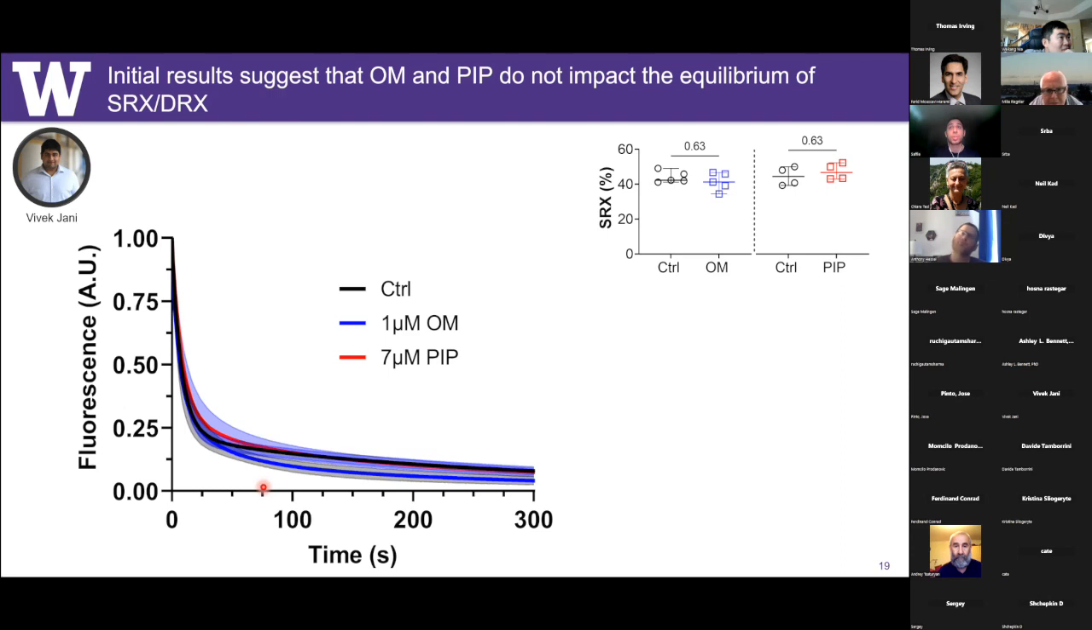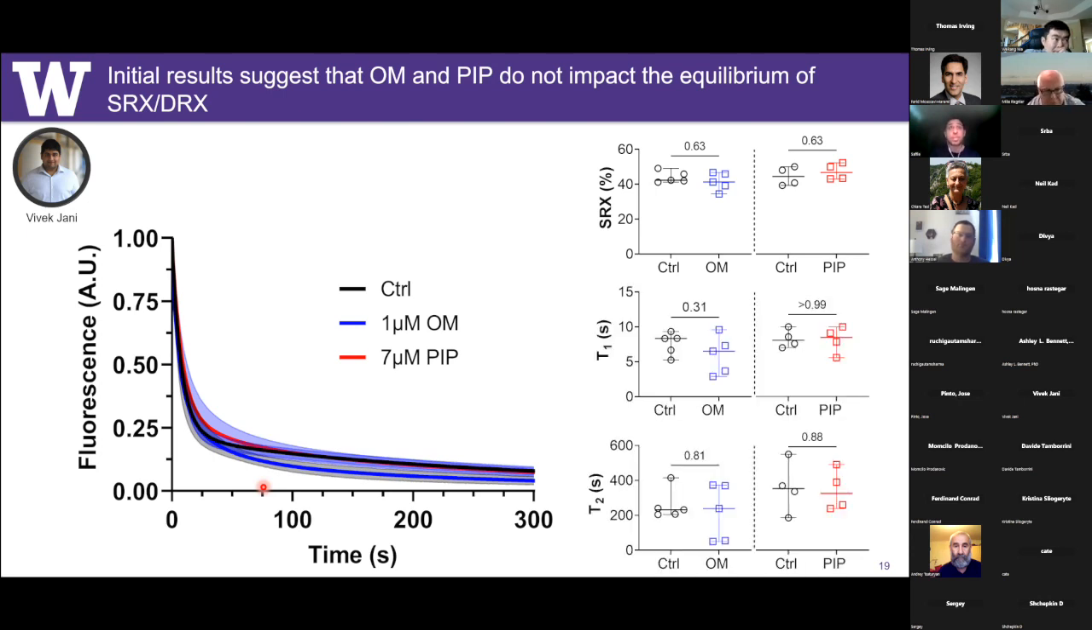And so initial results quantifying the percent SRX population showed that both OM and heparin did not significantly impact the SRX-DRX equilibrium. These findings for heparin are consistent with what is found in the literature. In addition to the percent SRX populations, we also quantified the T1 and T2 time constants. However, due to the current spread and the initial results, we want to wait and increase our statistical power before making any conclusions about these turnover kinetics.